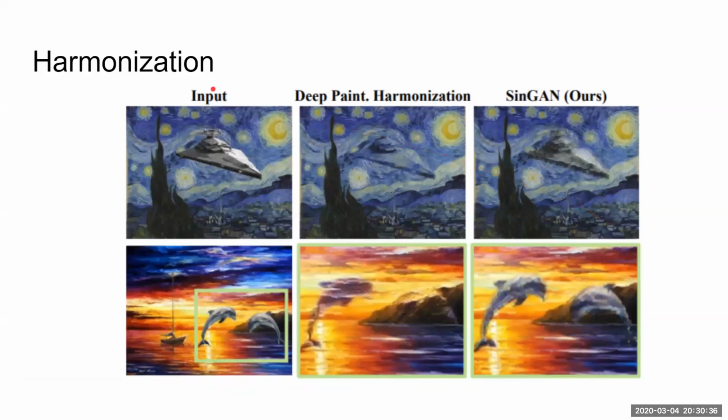And this is the harmonization effect. You can use SinGAN for harmonization also. In the deep paint harmonization case, you can see that the starship is blended a lot more, and it is not very clearly visible. But in the SinGAN example, it is clearly visible, and it also has characteristics of the background image. So it blends this starship image quite well.